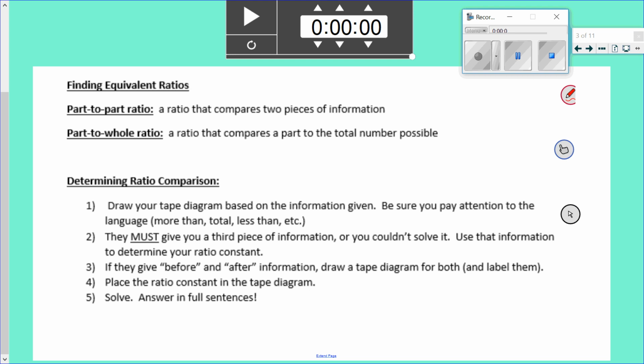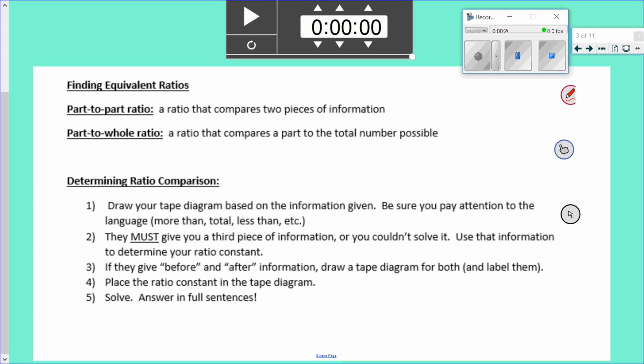We've already seen these definitions in our first notes, but I wanted to formalize them. Because a lot of what we're going to be doing today, guys, comes down especially to these two pieces. Are we finding a part-to-part or a part-to-whole ratio? And you need to understand, we're going to do both. You need to understand when you're looking at your ratio what type it is, because the whole key for today is finding my ratio constant.